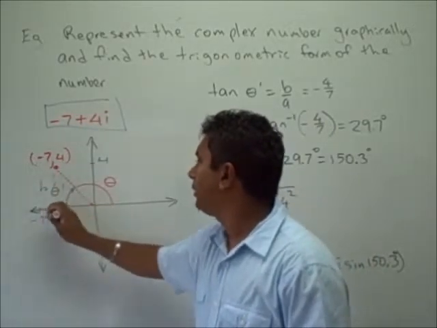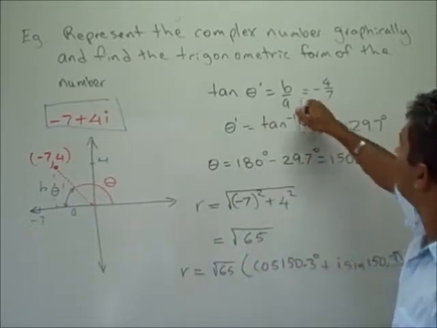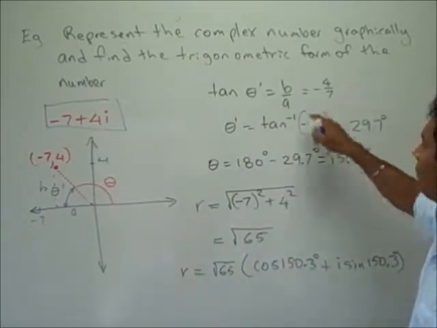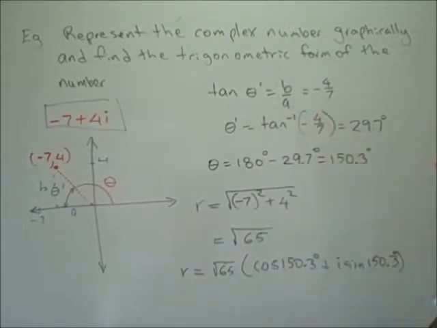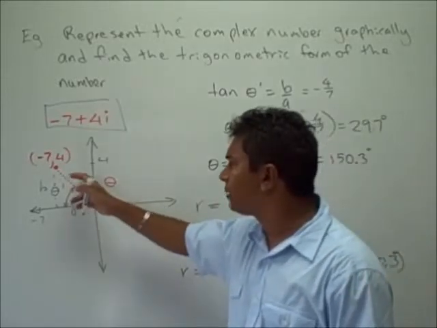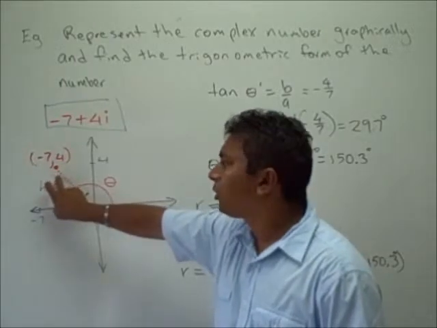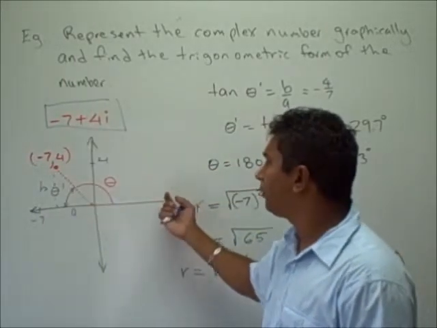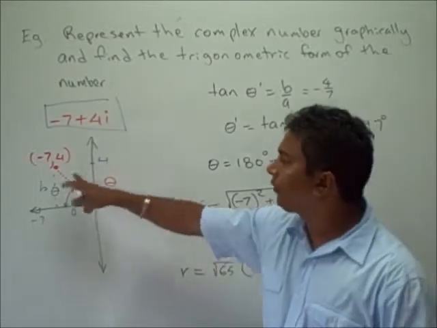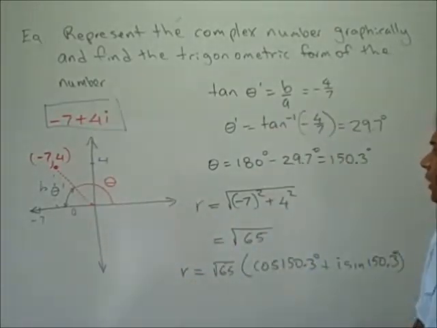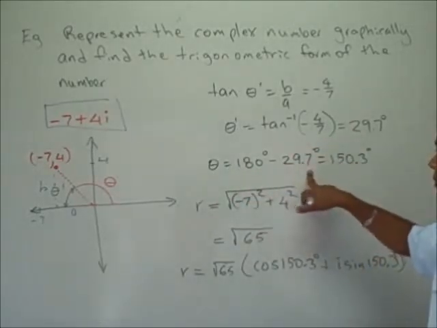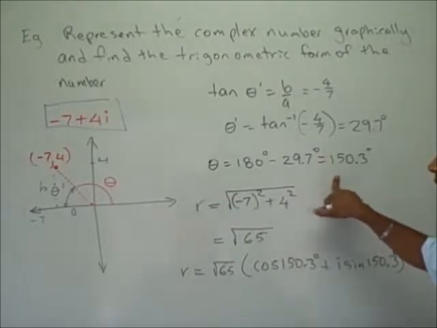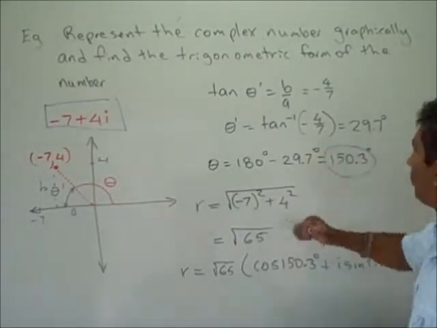So this would be our b and this would be our a, which is -4/7. So the theta prime will be equal to the tan inverse of -4/7, which is approximately 29.7 degrees. Now because this is in our second quadrant, when we find theta prime, we have to subtract it from 180 degrees to find our angle theta, which is what we're really interested in. So angle theta will be equal to 180 minus 29.7 degrees, which gives us 150.3. So our angle theta is 150.3 degrees.